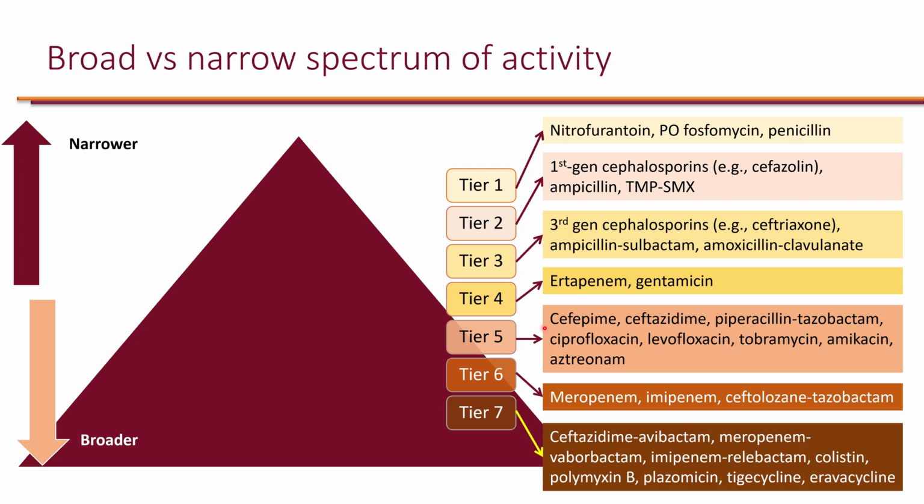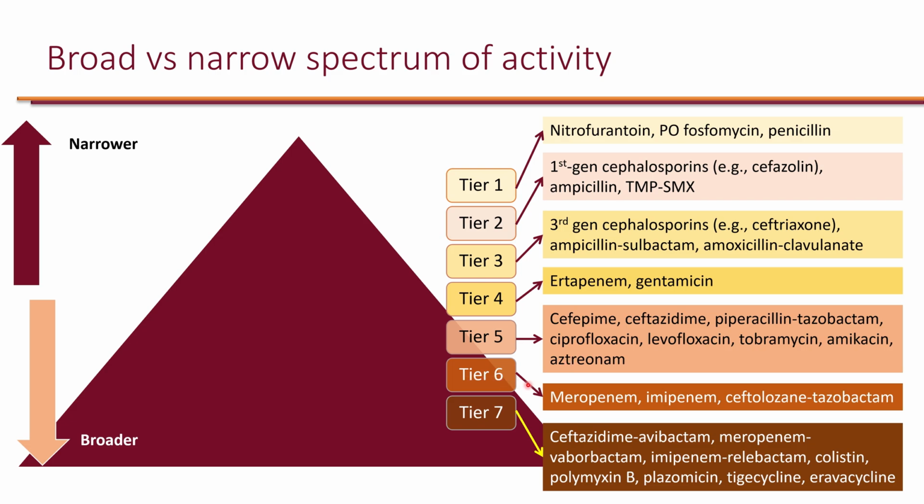So unless you are trying to cover for Pseudomonas, you shouldn't really be using these agents if you have options. So cefepime, which is a 4th generation cephalosporin, ceftazidime, which is a 3rd generation cephalosporin, piperacillin tazobactam, fluoroquinolones such as ciprofloxacin, levofloxacin, and also the aminoglycoside tobramycin is pretty active against Pseudomonas, and amikacin is considered active against Pseudomonas in the urine only. Aztreonam is also a beta-lactam that's active against Pseudomonas.